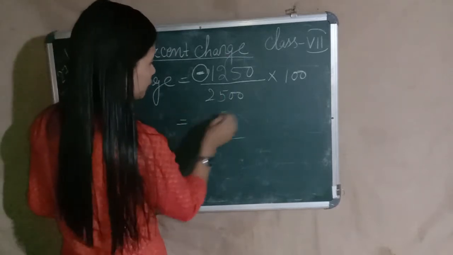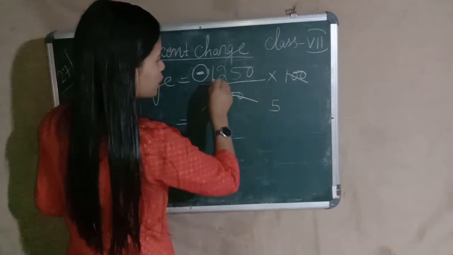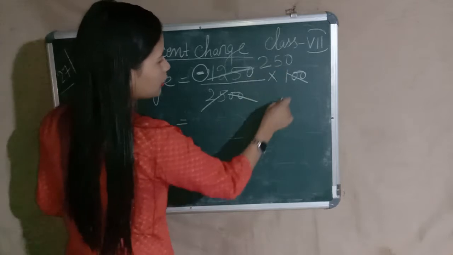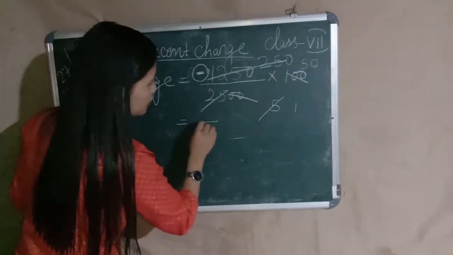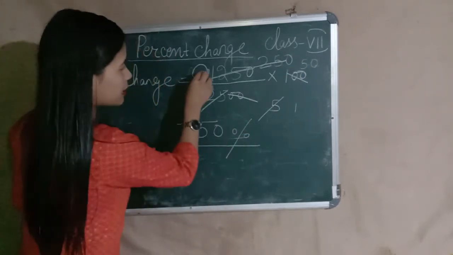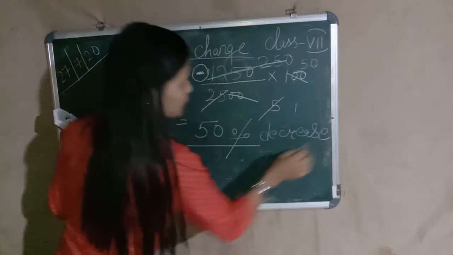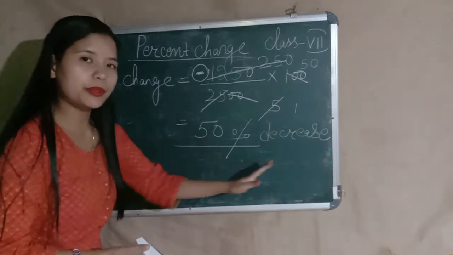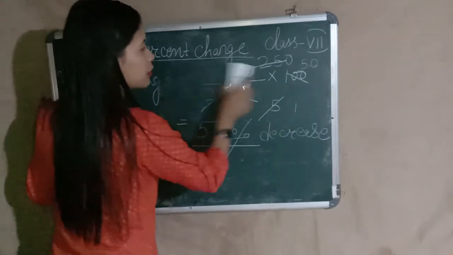This 20 and this 20 get cancelled. 5 fives are 25, 5 twos are 10, 5 fives are 25. 5 ones are 5, 5 fives are 25. So that equals 50%. Since there is a negative sign here, the change that has occurred is a decrease. So the price of the shirt has been decreased by 50%. Is that clear? So this is all about percent change.